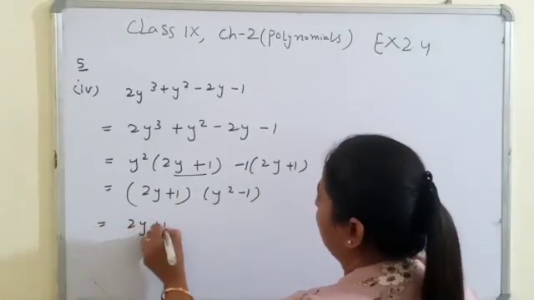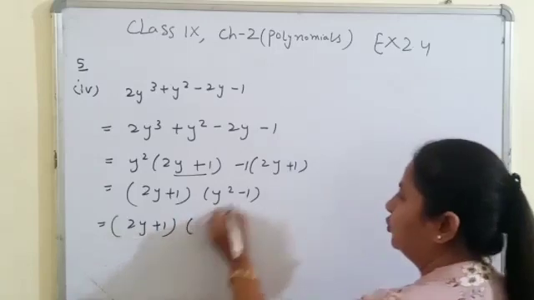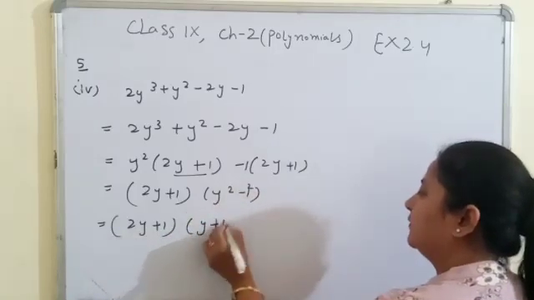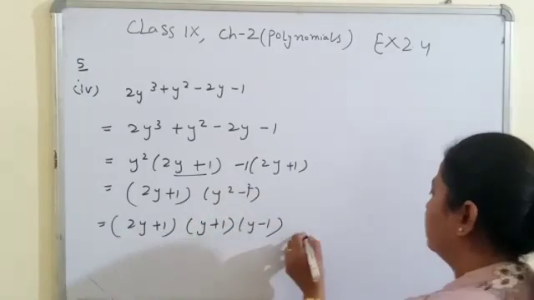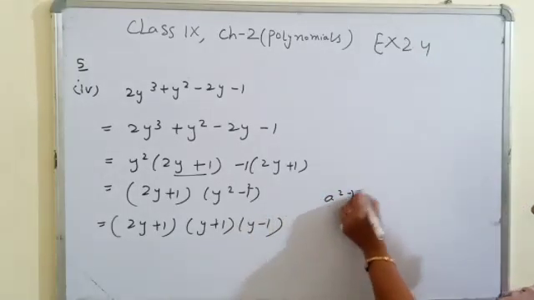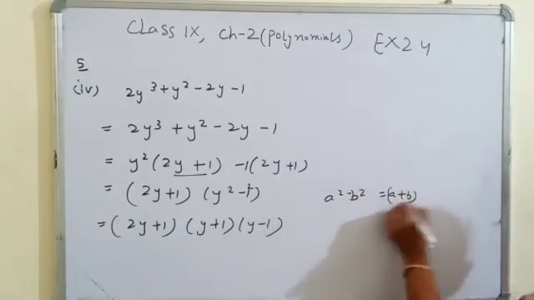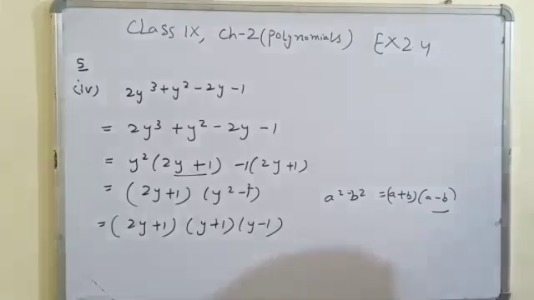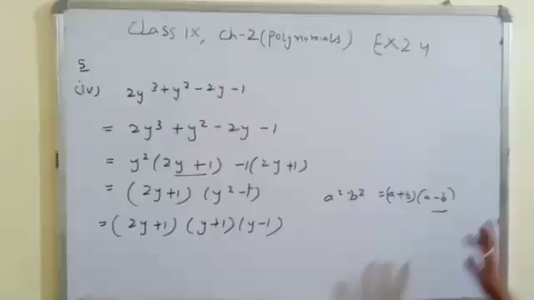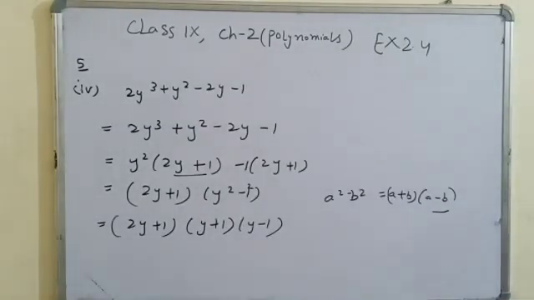In place of y square minus 1, we can use the identity a square minus b square is equal to a plus b times a minus b. Now this was exercise 2.4.